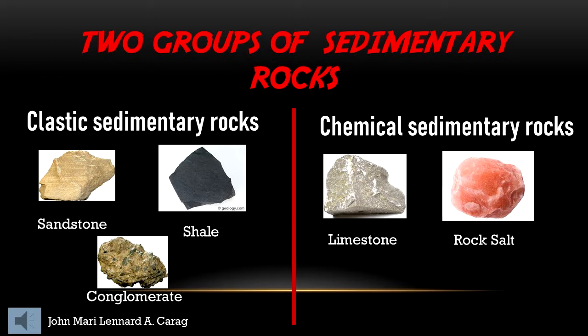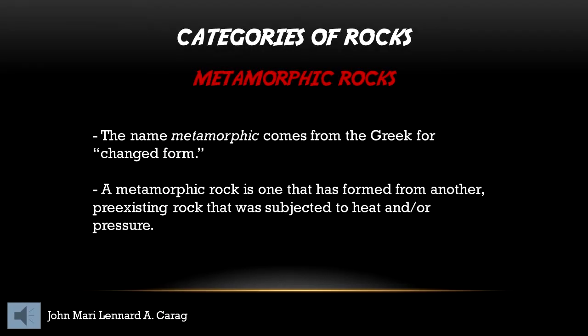Next naman is the examples of chemical sedimentary rocks. Next is limestone. So ang kanyang main material para mabuo is calcite or the calcium carbonate. Rock salt naman is made up of mineral halite, which is the mineral name for the ordinary table salt or the sodium chloride. Last but not the least sa categories ng rocks is the metamorphic rocks.